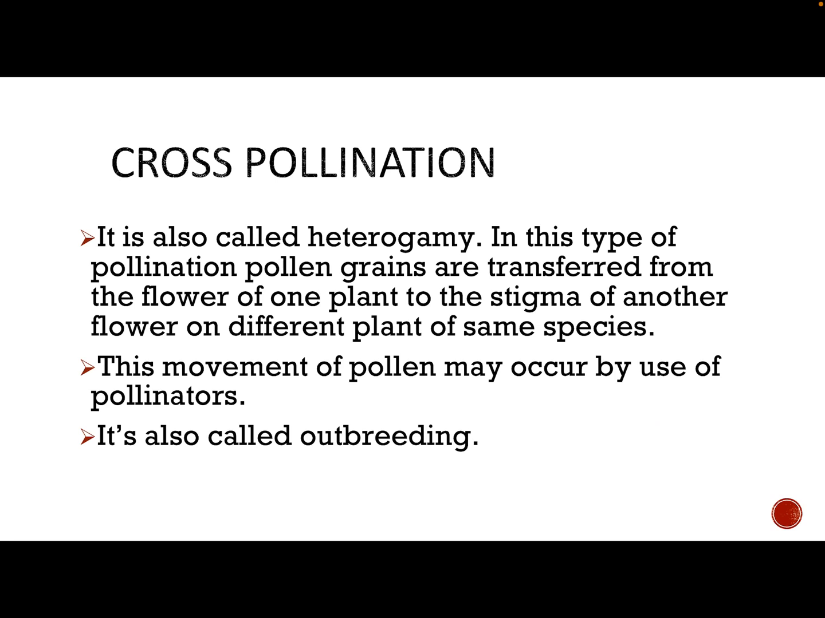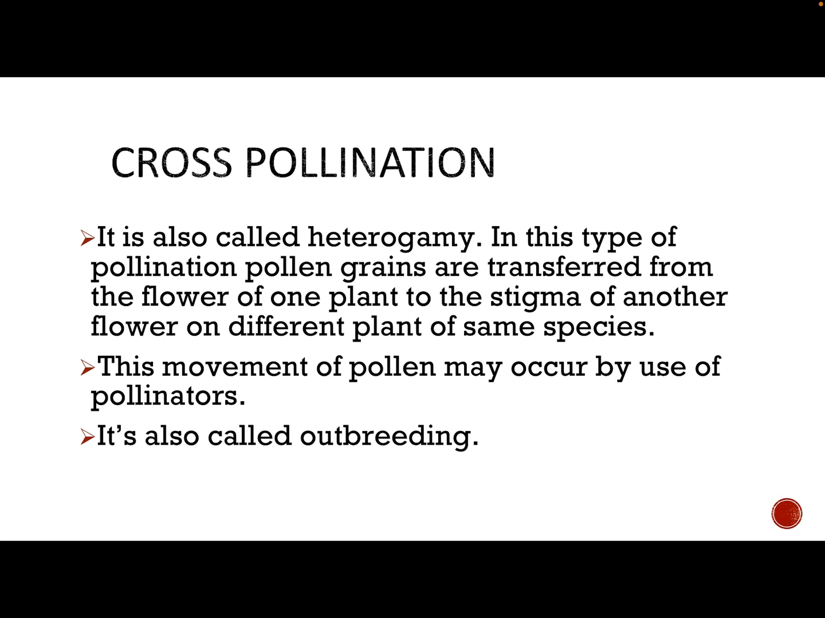Cross pollination is also called heterogamy. In this type of pollination, pollen grains are transferred from the flower of one plant to the stigma of a flower on a different plant of the same species. The species is the same. If there is a mustard species, then both plants should be mustard. But what is the difference? The difference is that the pollen from one plant travels to the stigma of a different plant, not on the same plant.